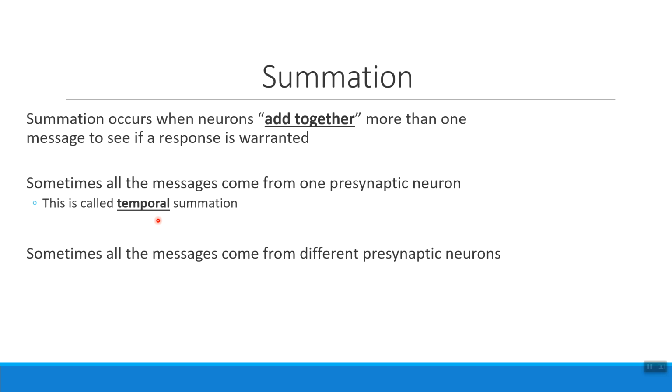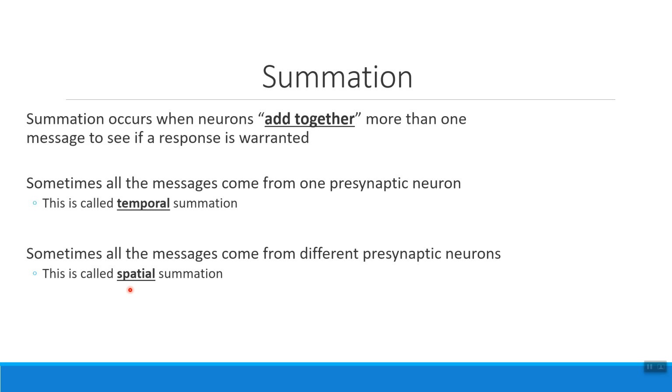But a lot of the time, I'm not just listening to one presynaptic neuron, I'm actually listening to many different presynaptic neurons. If I'm listening to more than one presynaptic neuron, I call this spatial summation. So across the space of my cell, across all of my dendrites, I'm listening to or synapsing with many different presynaptic neurons. All of those neurons talking to me, if I add those messages together, that's called spatial summation.